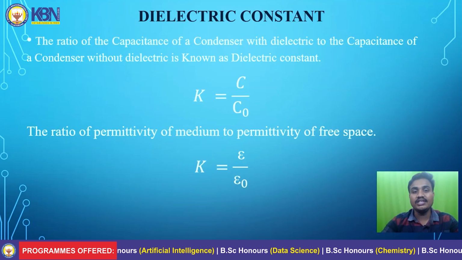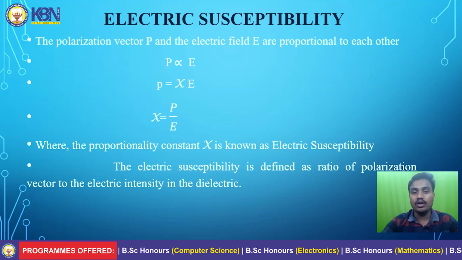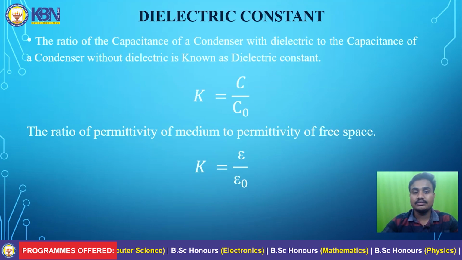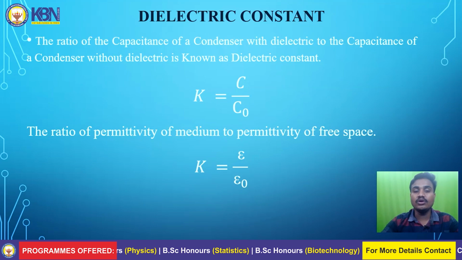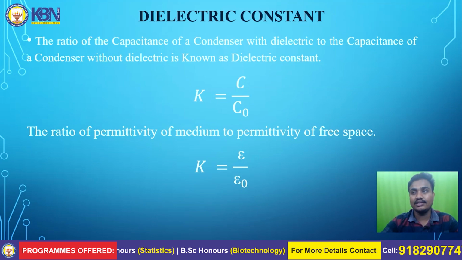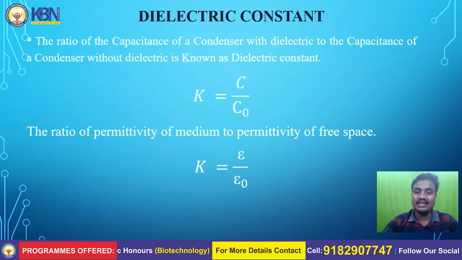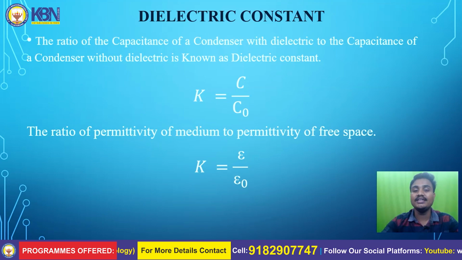So coming to the next topic, dielectric constant. The dielectric constant is represented by the letter K. It is defined as the ratio of the capacitance of a condenser with dielectric, represented by C, to the capacitance of the condenser without dielectric. Or you can say that K is equal to C by C naught.